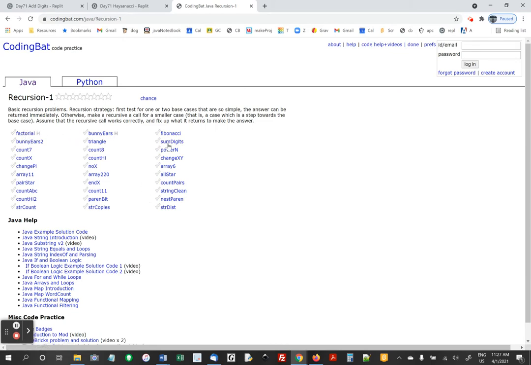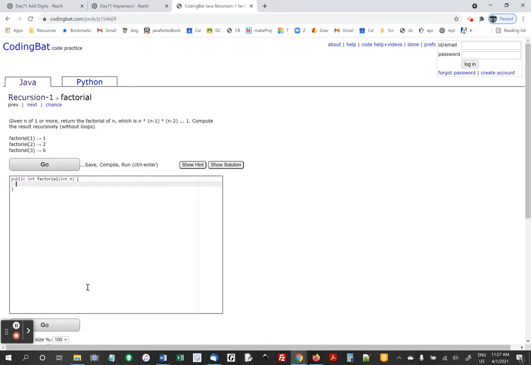We're going to recursion 1, and we're going to do the first 6. That's factorial through some digits. So factorial. We already did this in class. This will be slightly different. No, I guess it's pretty much what we did in class, and I even give you a hint. But let's just try to do it without looking at what we did before.